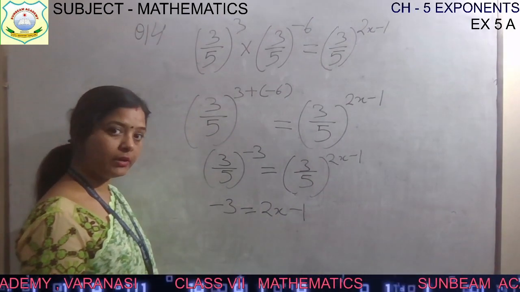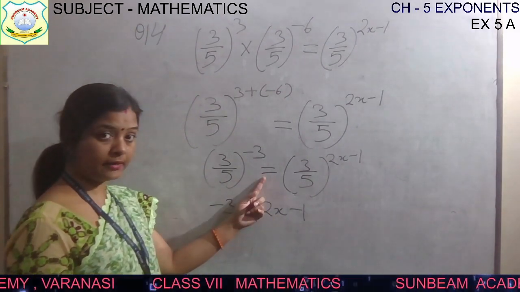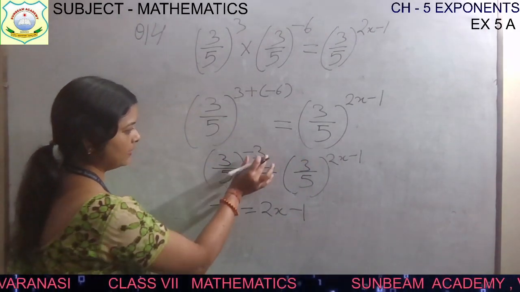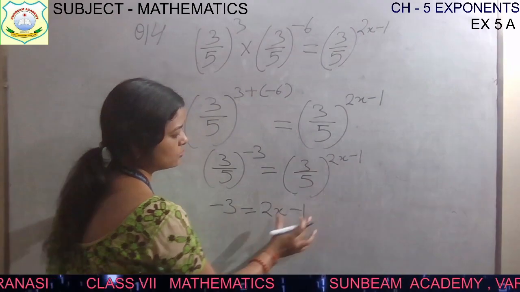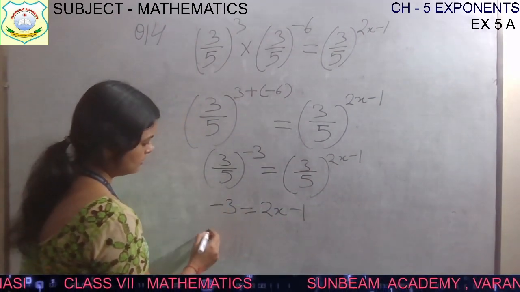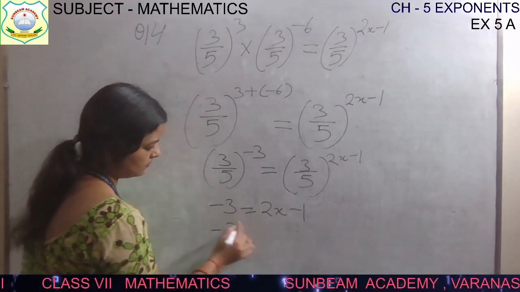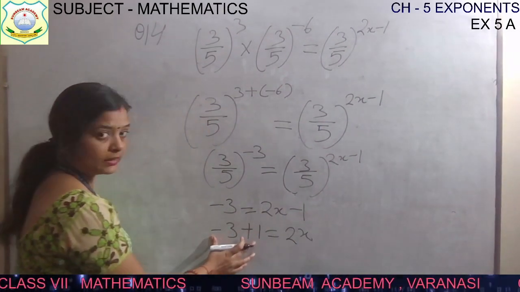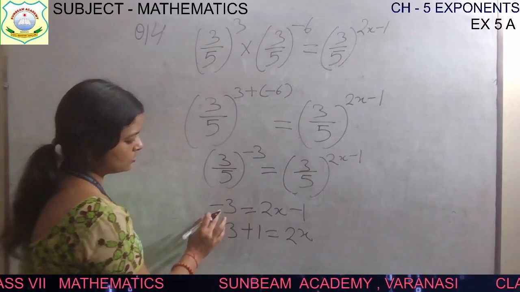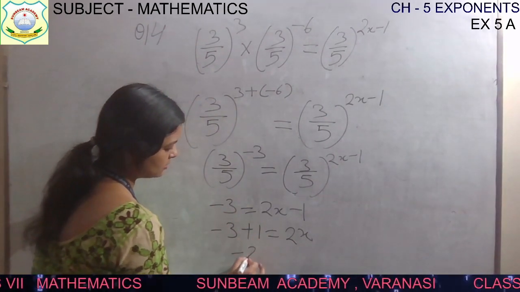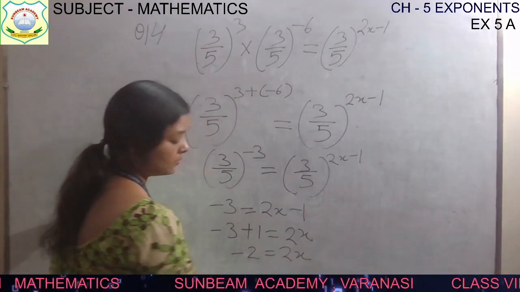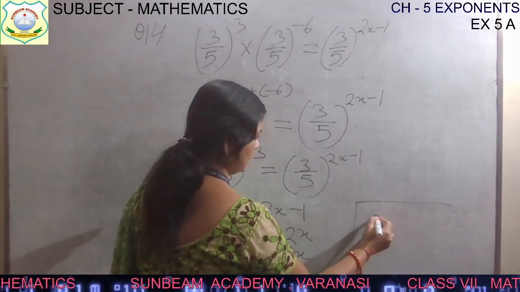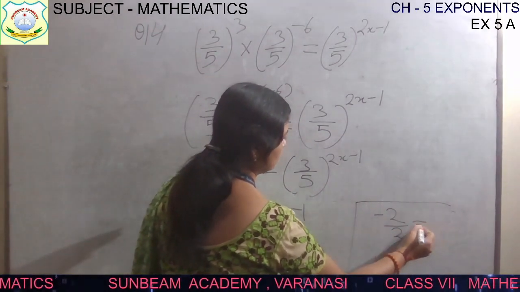ठीक है बेटा, पावर भी इक्वल होने चाहिए. इक्वल टू का साइन है, बेस इक्वल है, सो पावर शुड ऑल्सो बी इक्वल. So power is minus 3 and here the power is 2x minus 1. They should be equal. So minus 3, this minus will come to this side, will become plus 1 equal to 2x. Minus 1, when it comes to this side, will become plus 1. So minus 3 plus 1, it is minus 2 is equal to 2x. Minus 2 is equal to 2x or minus 2 by 2 is equal to x.